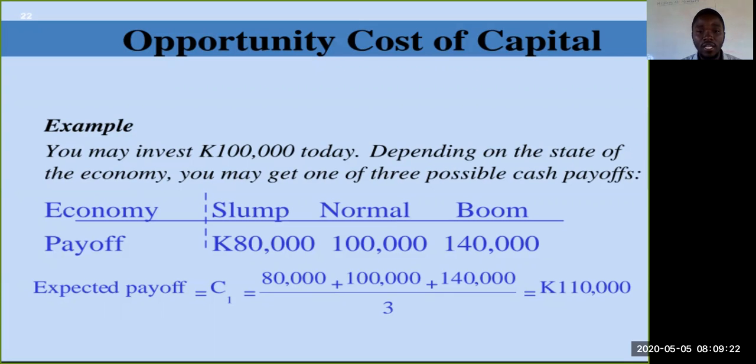So the expected payoff at the end of the day: we add all these payoffs and then divide them by 3. If there were 4, we would divide them by 4, just like that. So we've got 80,000 plus 100,000 plus 140,000. Dividing the summation by 3, we get 110,000 kwacha.